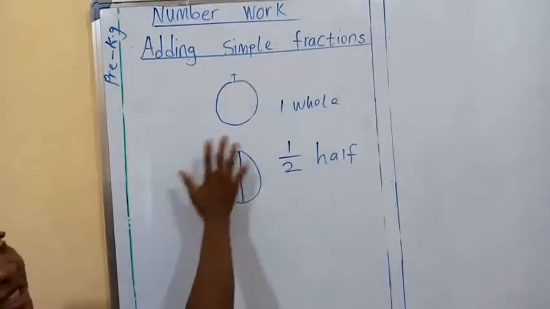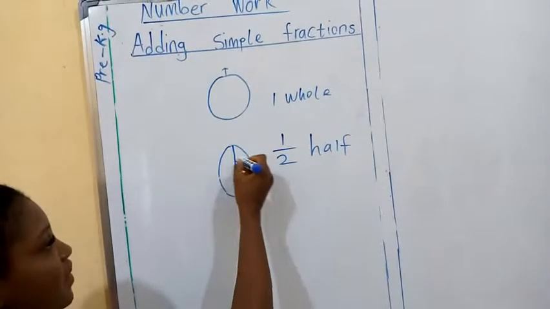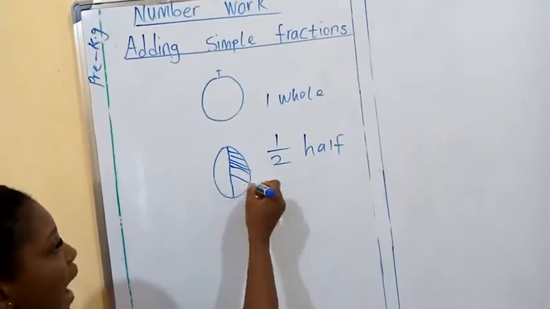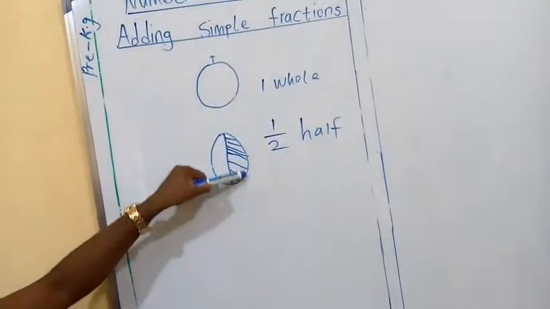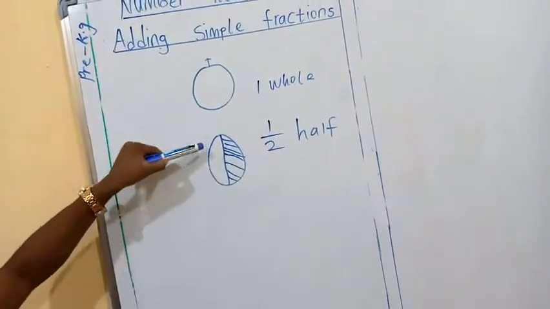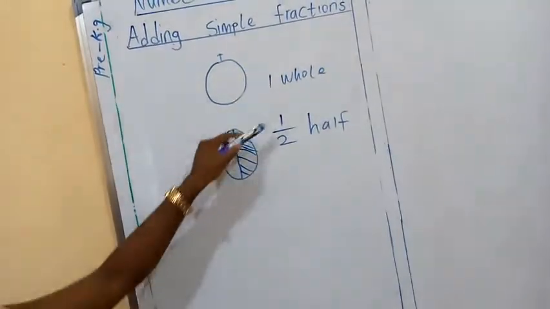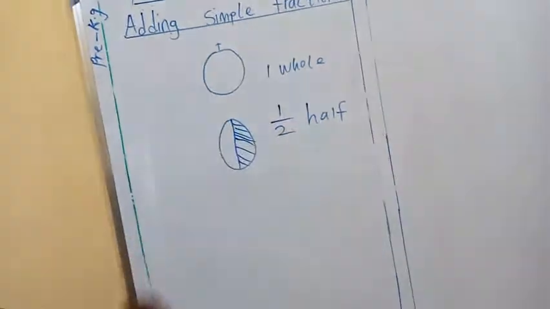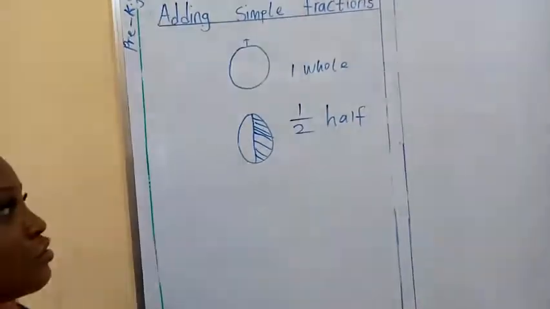Do we call all this half? No, it's only a part of it. A part of it is called what? Half. So part of it, which is the shaded part, is half. And this other side is half. So how do we write half? 1 all over 2. Lovely. So now let's see some other one.